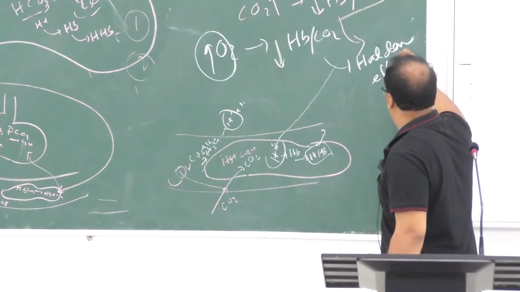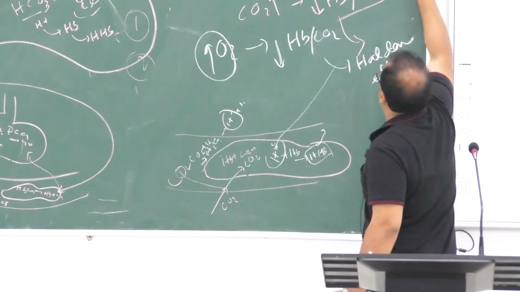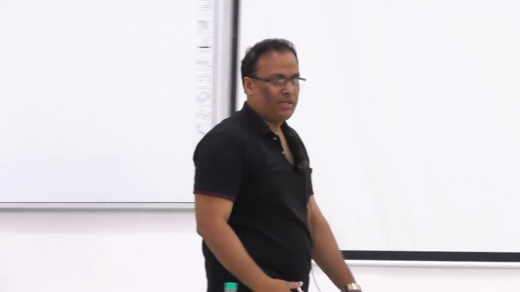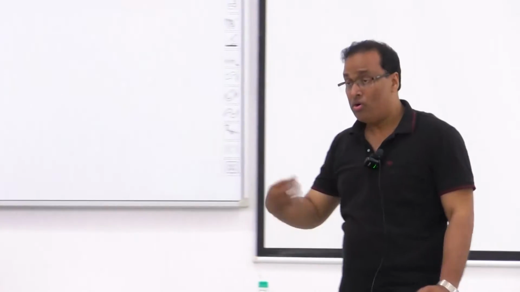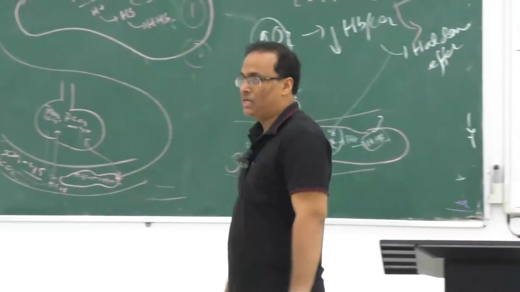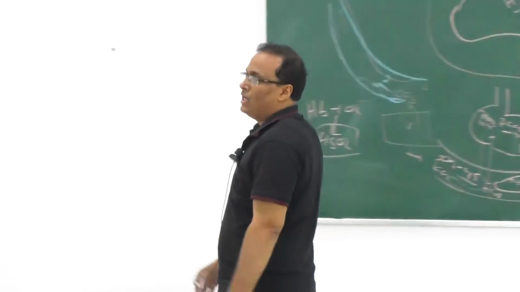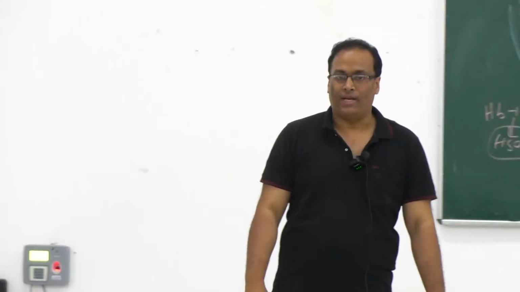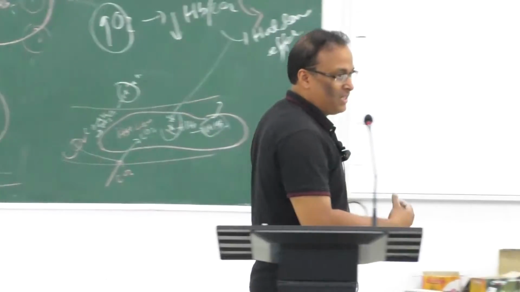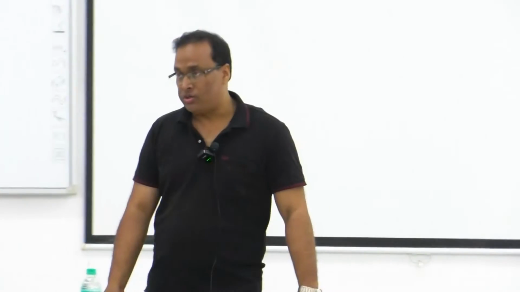Haldane effect. It is called Bohr effect. So when carbon dioxide is more, the association between the hemoglobin and oxygen is less. When oxygen is more, then hemoglobin and carbon dioxide association will be less. That means carbon dioxide binds to the globin chains of the hemoglobin, right? And oxygen binds to the ferrous ion of the hemoglobin. Remember always, nitric oxide also binds to the ferrous ion.